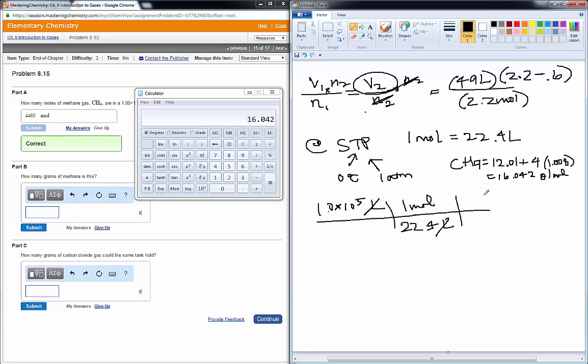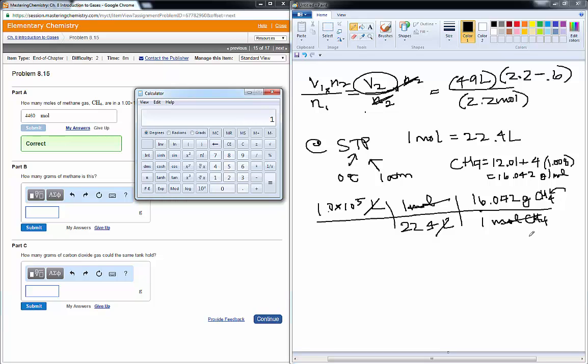So I'm just going to add this in to my dimensional analysis. Okay, so moles cancels and I am left with grams. So 1 times 10 to the 5th divided by 22.4 liters in a mole multiplied by 16.042 grams in a mole, and let's round that to 7.16 times 10 to the 4th grams.